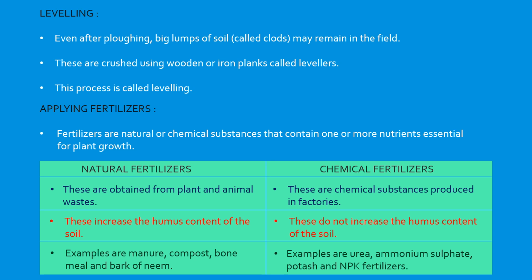Examples are manure, compost, bone meal and bark of neem. And examples of chemical fertilizers are urea, ammonium sulfate, potash and NPK fertilizers. NPK means nitrogen, phosphorus and potassium. Okay. So these chemical fertilizers may get washed into water bodies, and that process is known as leaching. Okay. And this process, leaching, harms fish and other aquatic animals. These chemical fertilizers are dangerous because they harm all the aquatic animals. Okay. They lead to leaching also.